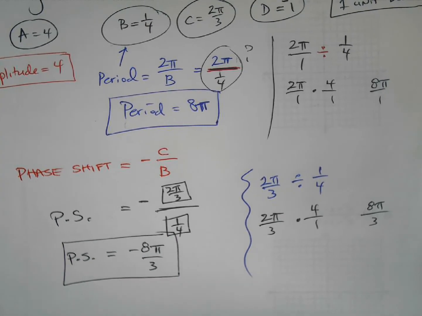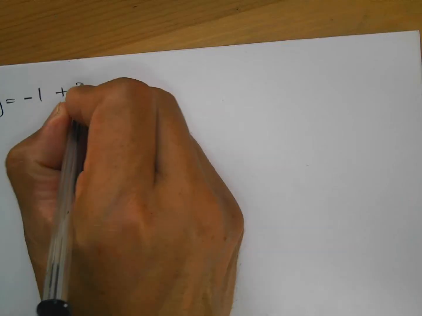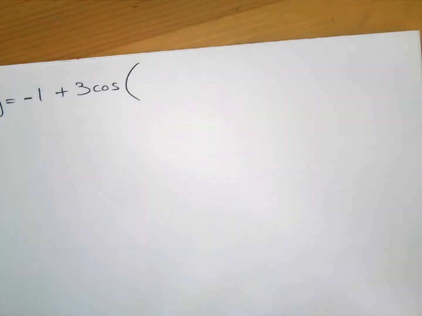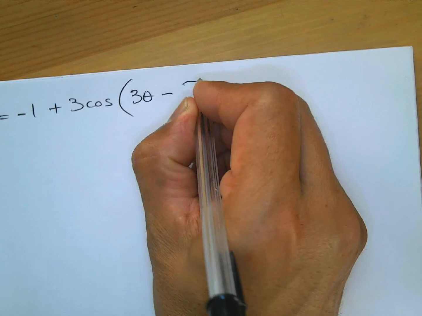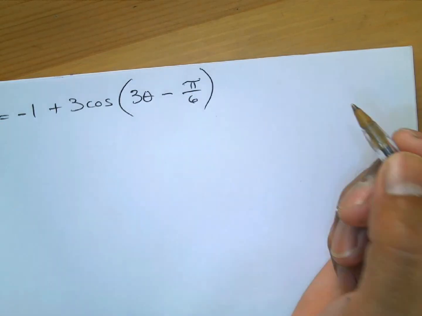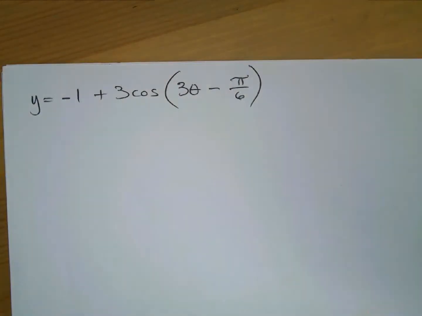All right, let's do the last one. Number 3. We got y is equal to negative 1 plus 3 cosine parentheses 3 pi minus pi over 6. Oh, that's it. Okay, copy that down.